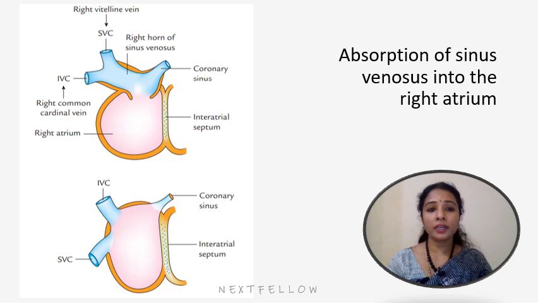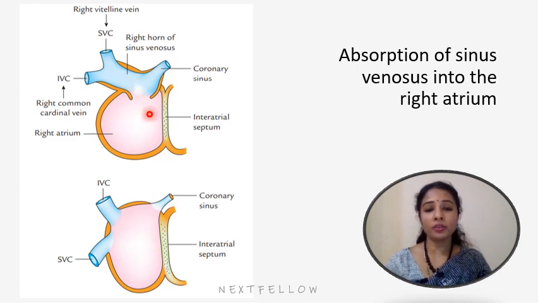into the right atrium. You can see the blue colored one is the sinus venosus, the pink colored one is the primitive atrium. So the sinus venosus gets absorbed into the right atrium, and so the superior vena cava and inferior vena cava and coronary sinus, which is the regressed part of the left horn, now open into the right atrium.